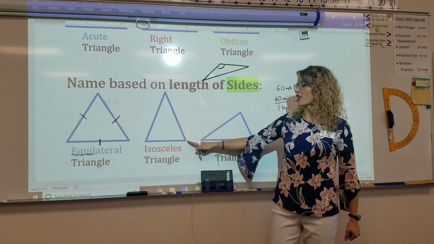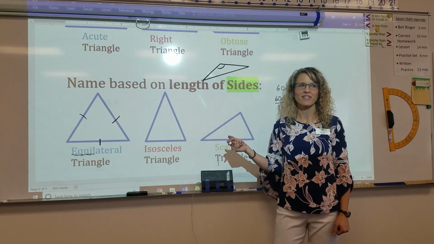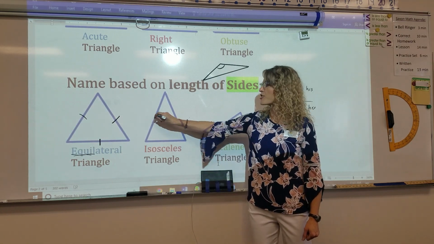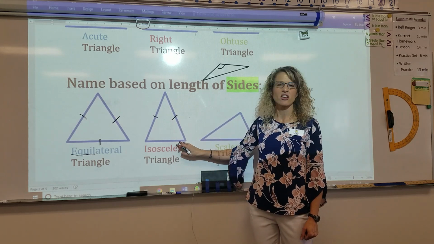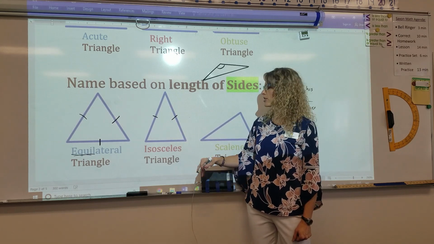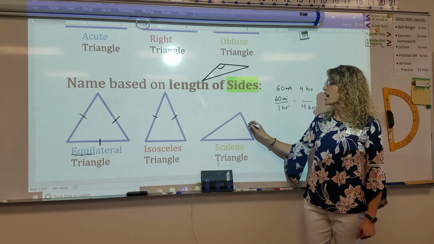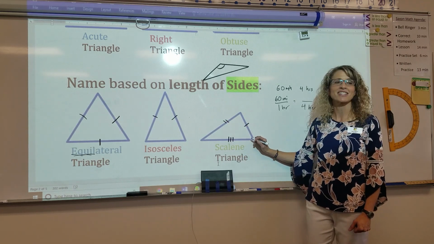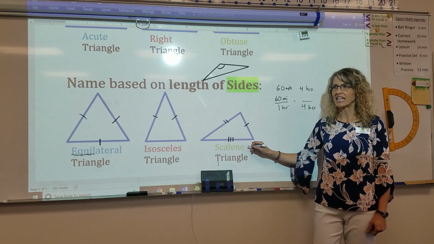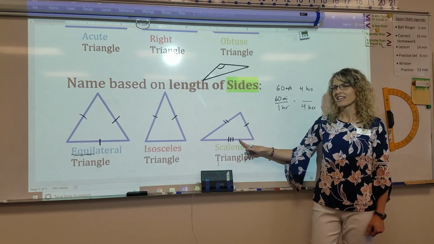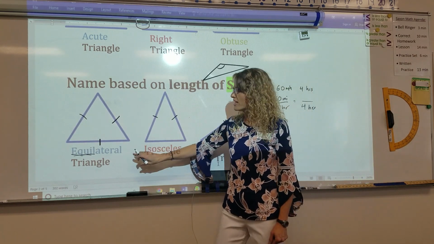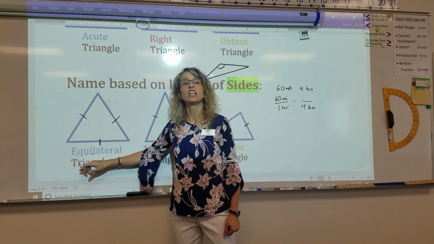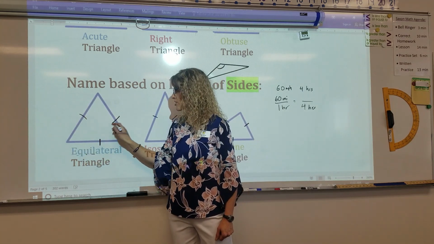This one is called isosceles. Isosceles. That's better. There's two sides in an isosceles triangle. Two sides are congruent. In a scalene, none of them are congruent. So I have a short one, a medium one, and a long one in a scalene. This is called scalene. Scalene.